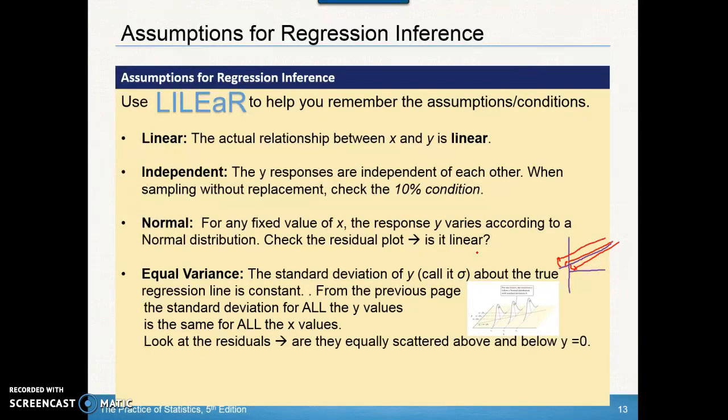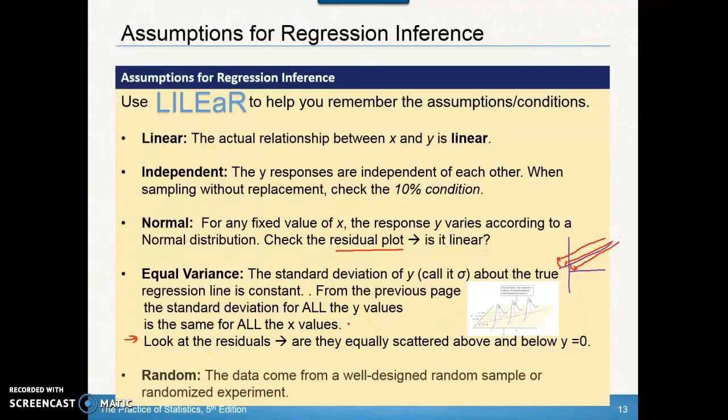The other way you'll be able to tell that is, are the residuals equally scattered above and below the line y equals 0? So if you're checking the residual plot for the normal condition, remember the residual plot, if it's linear, they'll be equally scattered above and below the regression line. That is also going to hold true for your equal variance. The residuals will be equally scattered above and below the line y equals 0. And then you need to make sure that the random condition holds true. The data comes from a well-designed random sample or randomized experiment.